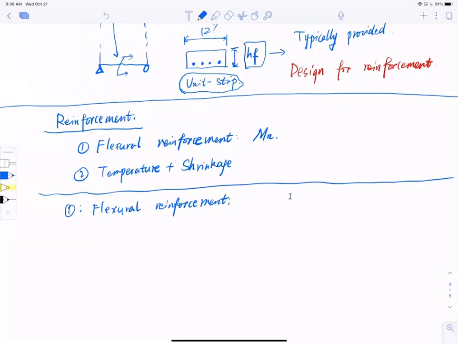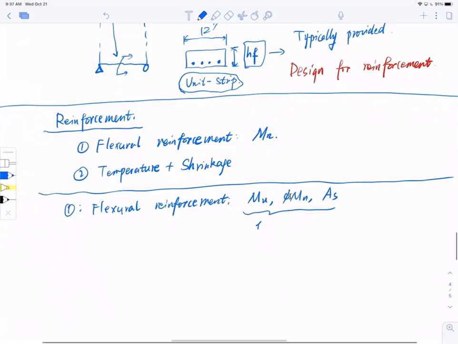Okay. Naturally, for flexure reinforcement, what do we need? We need bending moment Mu. And we need to come up with a phi Mn. And we need to provide the steel for bending. But now be careful. All of this on the slab is per unit length. In other words, per foot.